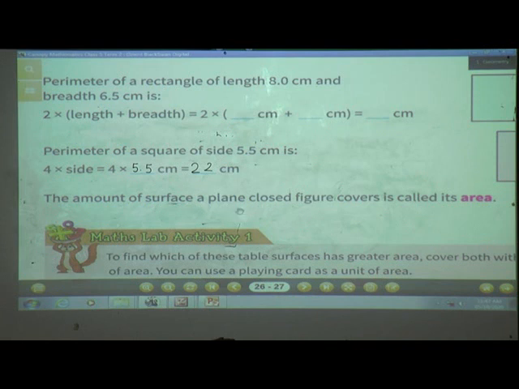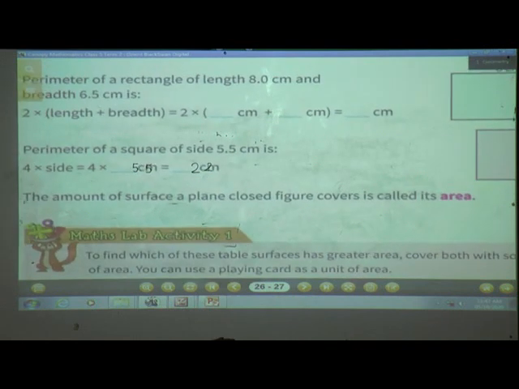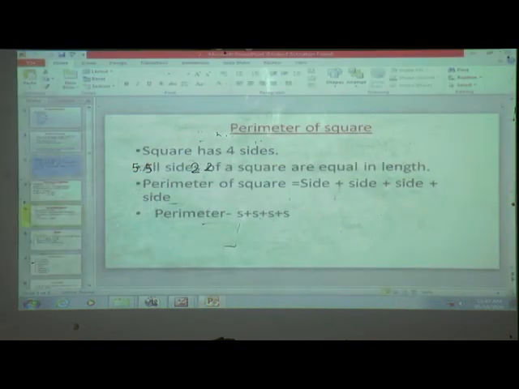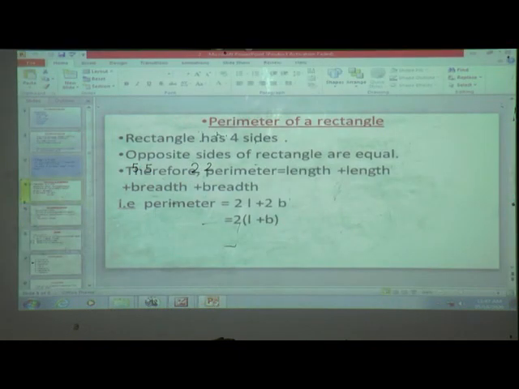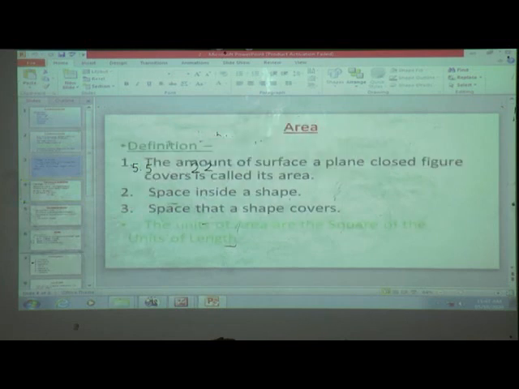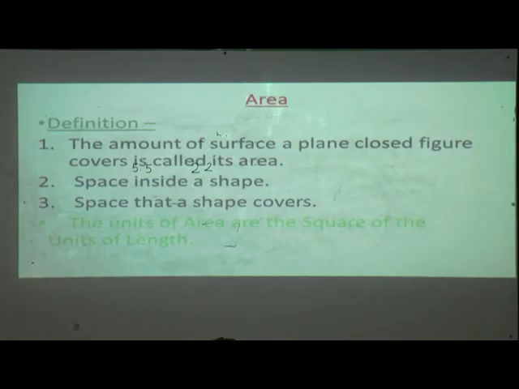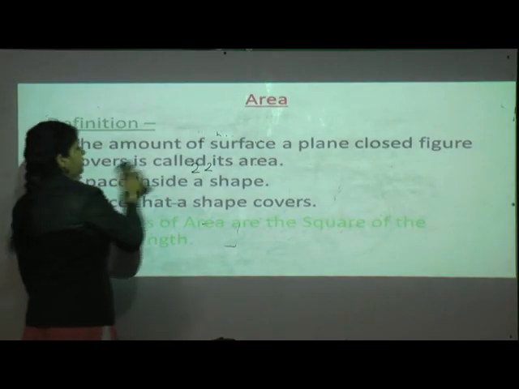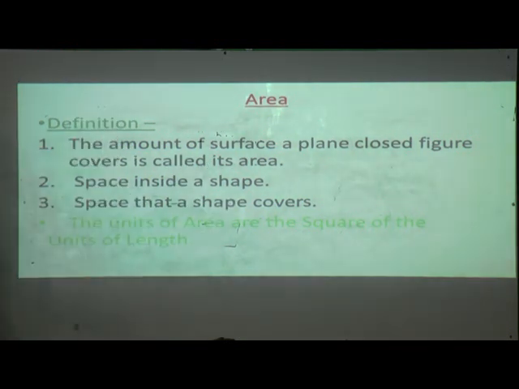So next part, the area. The amount of surface a plane closed figure covers is called its area. Area is different and perimeter is different, students. Don't get confused between these two terms. So the definition of area is the amount of surface a plane closed figure covers is called its area. That means the space inside a shape.